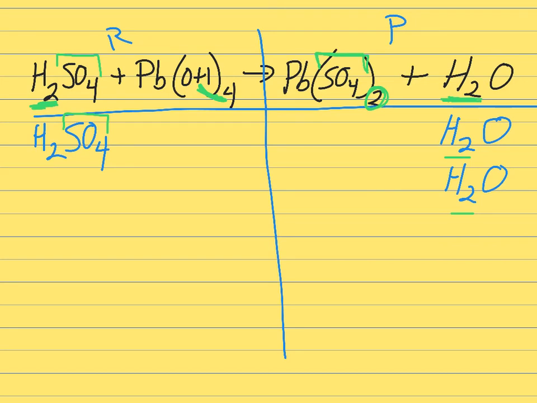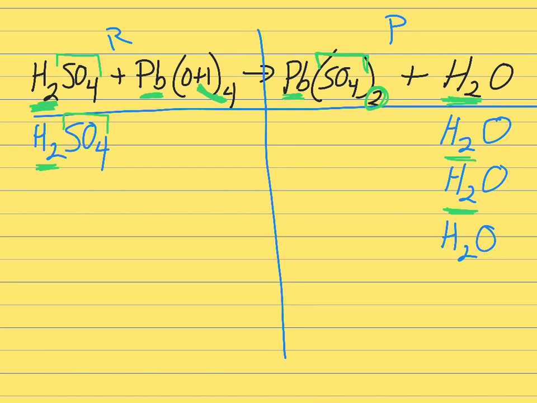So if I do a quick recount of my hydrogens, 2, 4, 8 hydrogen, 2, 4, I only have 6 hydrogen, so I did mess up. I'm going to have to go back and add some more hydrogen over here to my products. Now I have 8. So I have 8 in my reactants, I have 8 in the products. I have 2 SO4s in the reactants, 2 SO4 in the product. Let's keep going. Lead, 1, 1. Perfect. Nothing needed to do there.